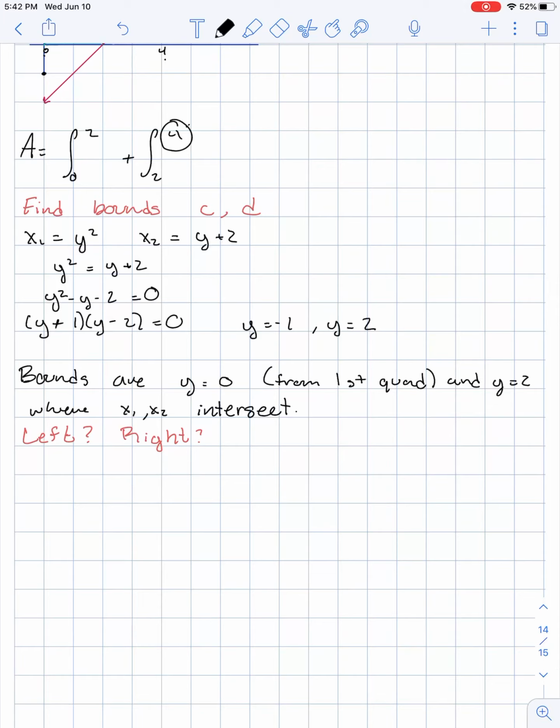So I'm going from 0 to 2, so let's plug in y equals 1. So x1 is y squared, so that's just going to be 1 squared, and that equals 1. x2 equals y plus 2, so that's 1 plus 2, and that equals 3. So x2 is on the right.